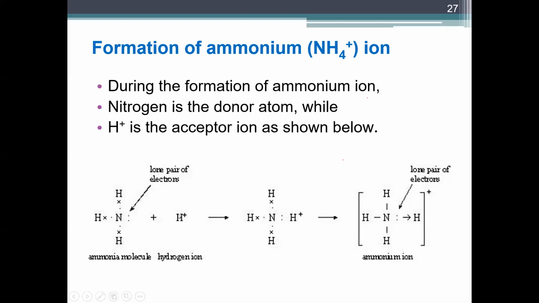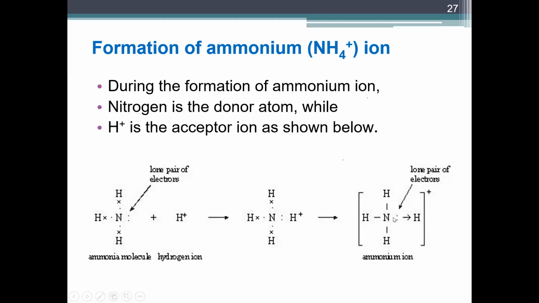Hydrogen has only one electron, and when it loses that one electron, it becomes positively charged. So the hydrogen ion does not have any electron, and ammonia has a pair that is not used for bonding. So when the two of them come together, there will be a bond between them. And here this bond is indicated with an arrow, pointing towards the atom that is accepting.